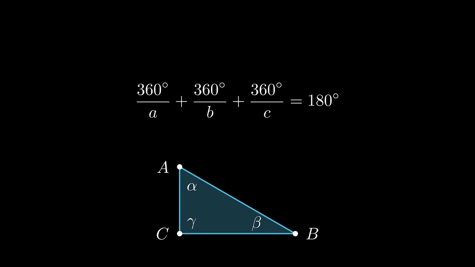That's 180 degrees. Now, if I divide through by 360 degrees, I find out that 1 over A plus 1 over B plus 1 over C is equal to a half. And here, A, B, and C are just counting how many copies of this triangle fit together around each of those three vertices. So our quest for tiling the plane by reflections through the sides of a triangle has led us to this place. We want to find integers A, B, and C, so that 1 over A plus 1 over B plus 1 over C is equal to a half.